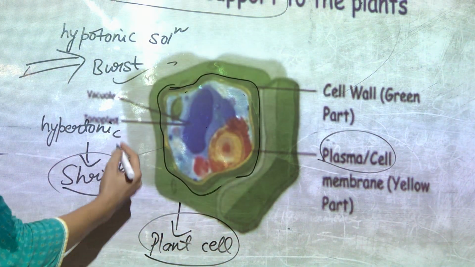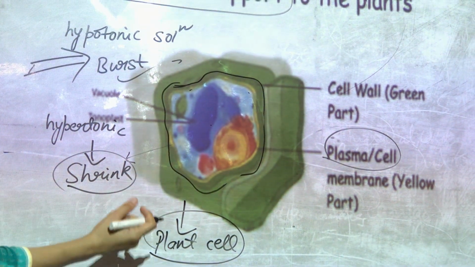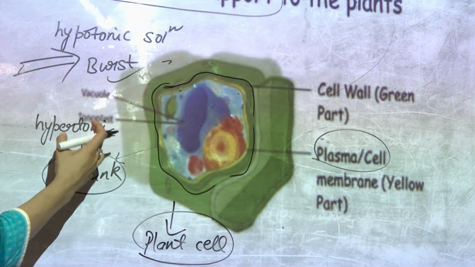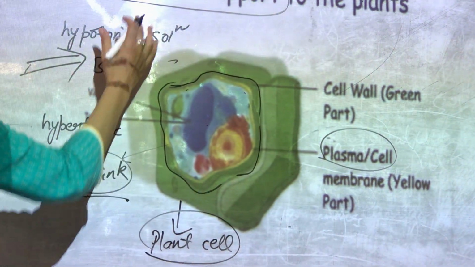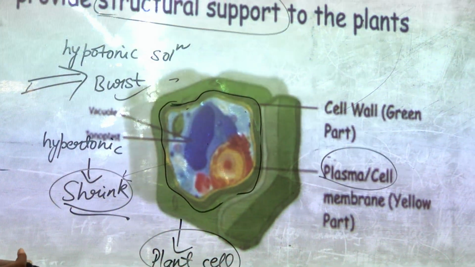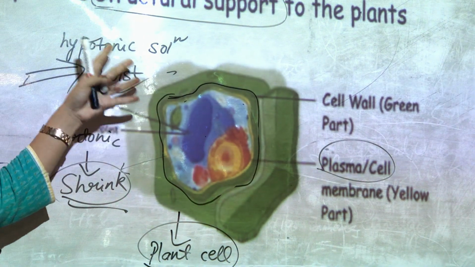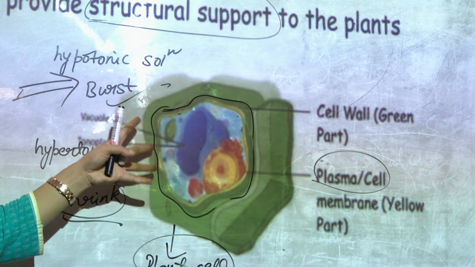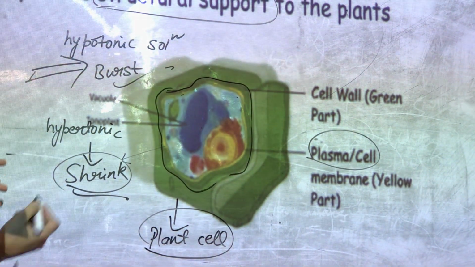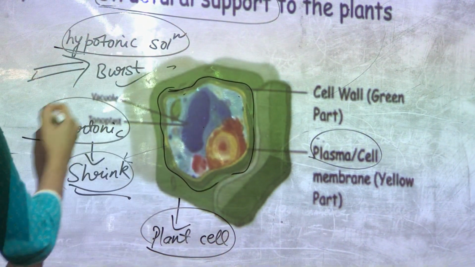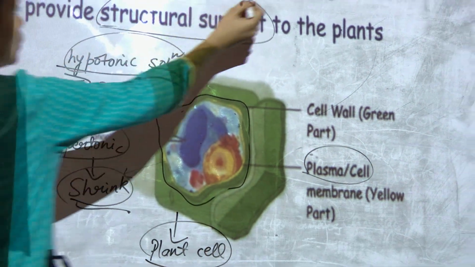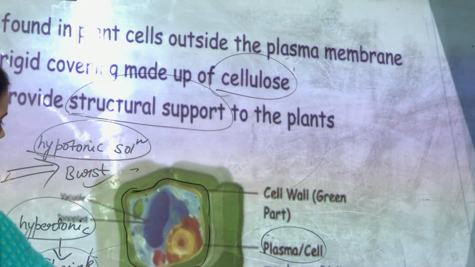If it is absorbing a lot of water, it prevents it from bursting. If it is losing a lot of water by evaporation or transpiration or any other process, it is on the verge of shrinking. So the cell wall actually provides structural support to the plants. That is the only important function of a cell wall. We all know that during the process of osmosis, these two conditions occur. We can see here that this layer is made up of cellulose.